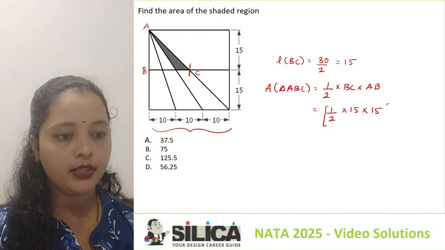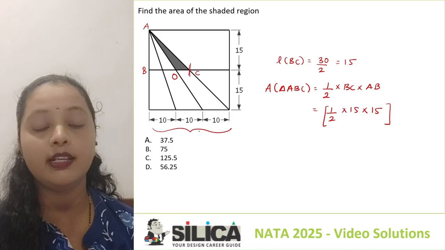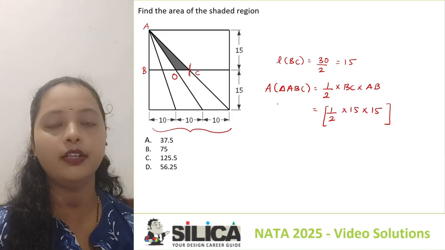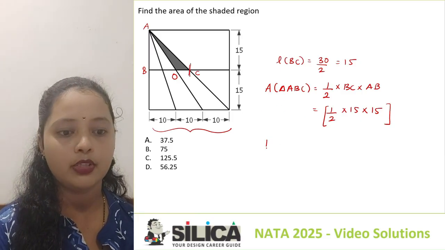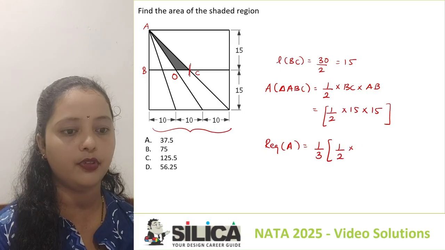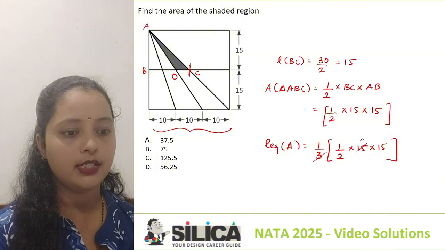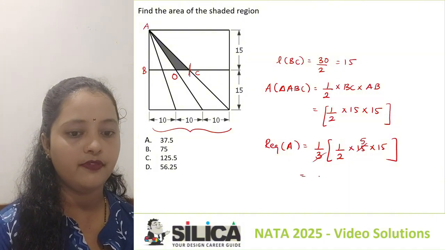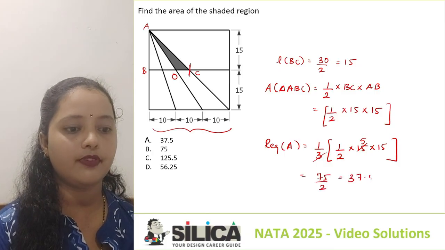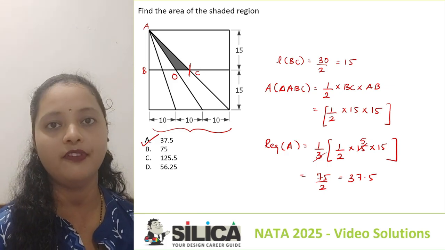Now the required area, that means let's say this is O, that is triangle AOC, would basically be 1/3 of the area of triangle ABC. So the required area would be equal to 1/3 of this entire bracket, half of 15 into 15, which comes out to be how much? Let's see, 3 1s are 3, 5s are 15, 5s are 75 by 2, which comes out to be 37.5. That's our option E. A very easy question to do. I hope you have understood.